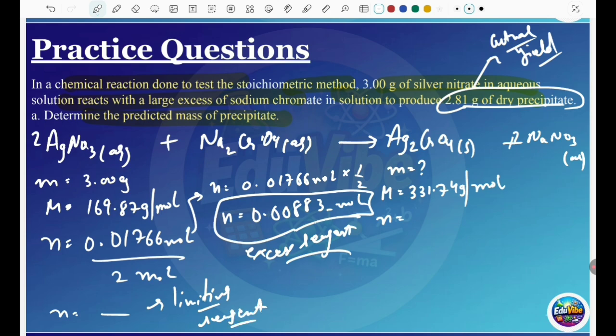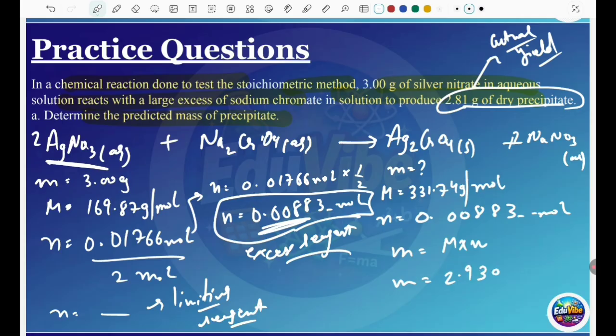And you can find the N from here now. So this should be over there: 0.00883 moles, because you multiply this thing now. This goes over there and you are multiplying. So the mass is molar mass times the number of moles. So you get 2.93 grams.